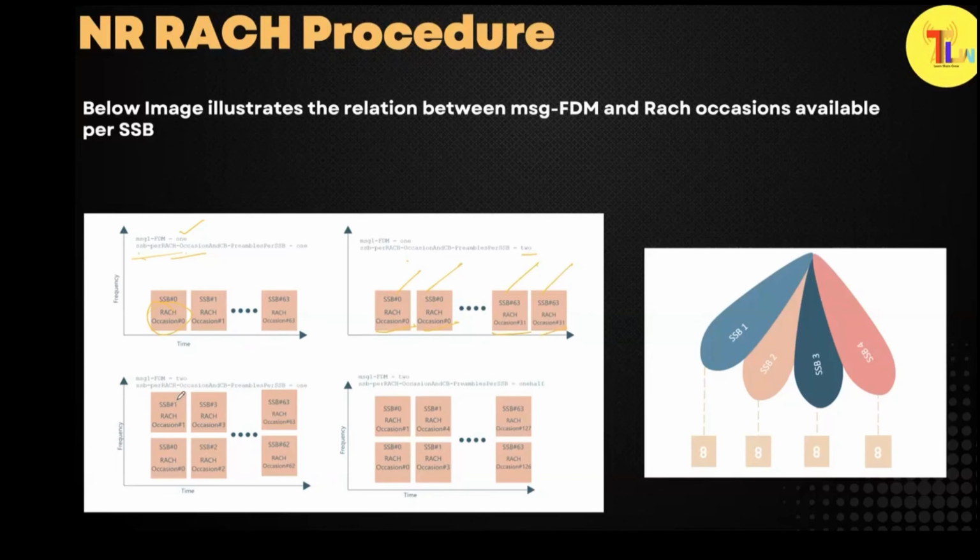Another example we can look at is message 1 FDM is 2. That is, for that time instance there are 2 RACH occasions for different SSBs, 2, 3, 62, 63, like this. Again, another is message one FDM is 2 and SSB per RACH occasion is one half, 1 by 2. In this you can see RACH occasions keep on increasing, going till 126, 127 for these SSBs.